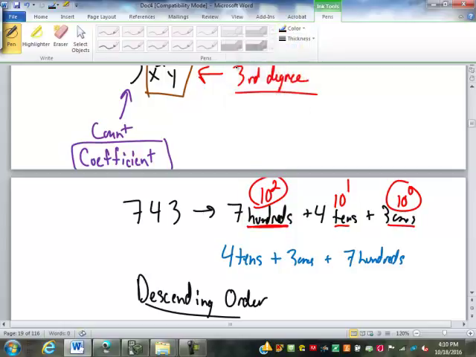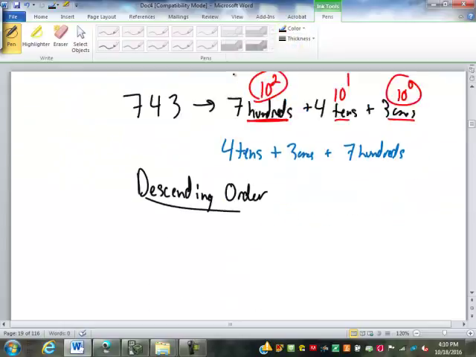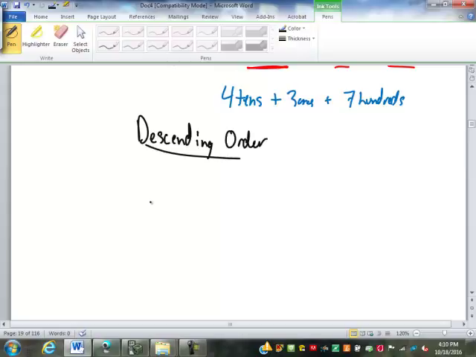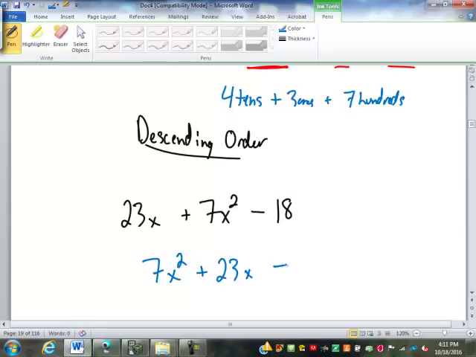So when we have algebraic numbers, we tend to do the same thing. While it's perfectly acceptable to have 23x plus 7x squared minus 18, it's just considered more correct. Think of it as math grammar, if you will, to put it in descending order: 7x squared plus 23x minus 18. Because that's how we write all of our numbers, largest place value to smallest place value.